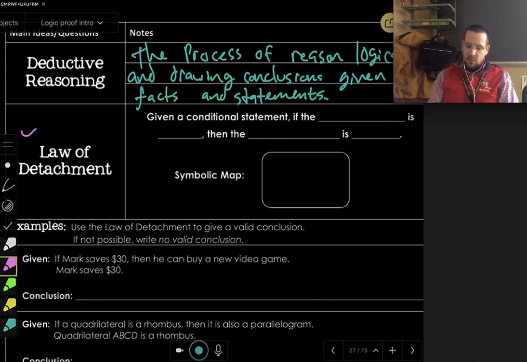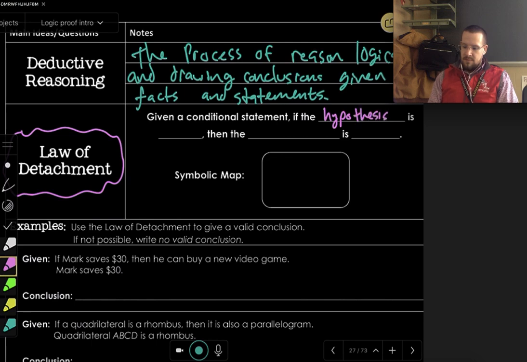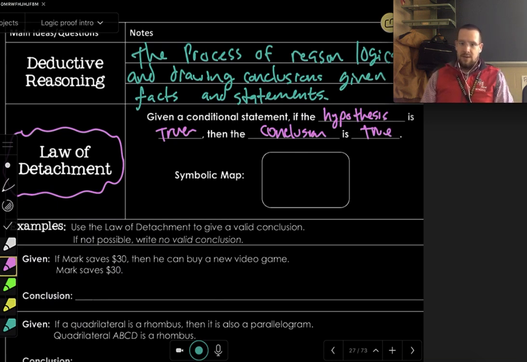And the first way to use deductive reasoning is the law of detachment. And these are conditional statements. The thing about these is that when the hypothesis is true, then the conclusion is also true, right? But if the hypothesis is false, it doesn't necessarily mean that the conclusion is false. And we will look at that as well.